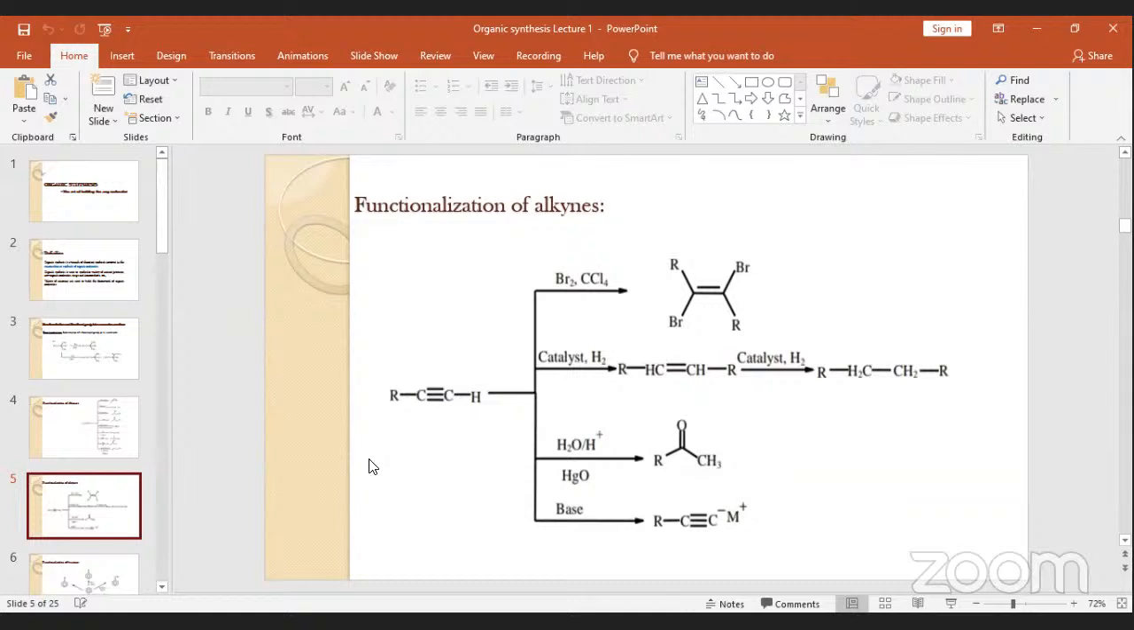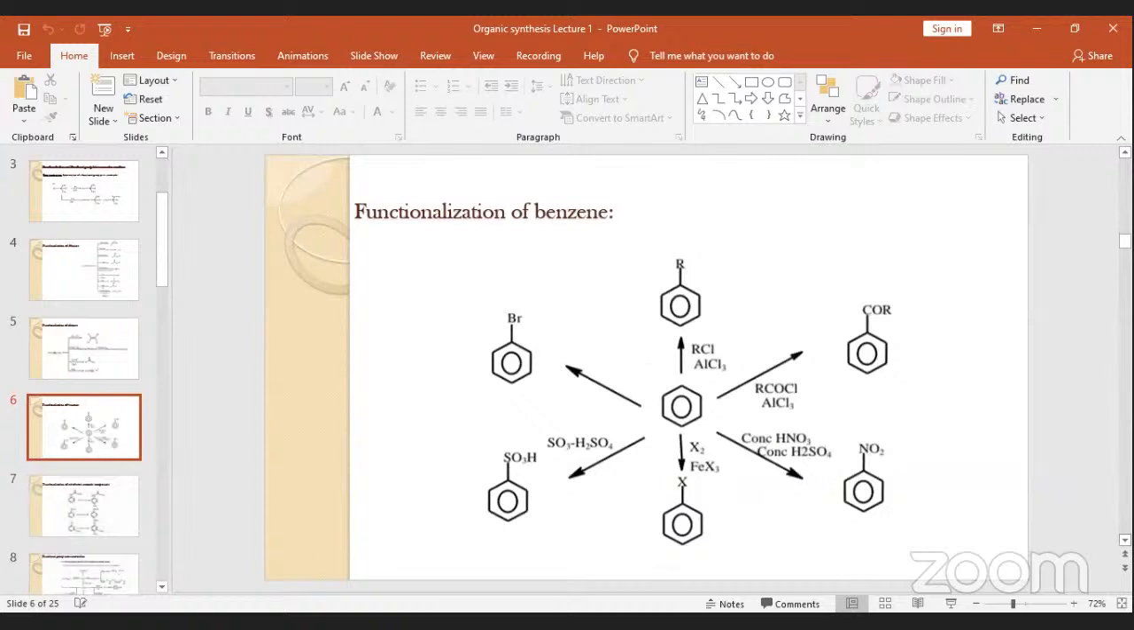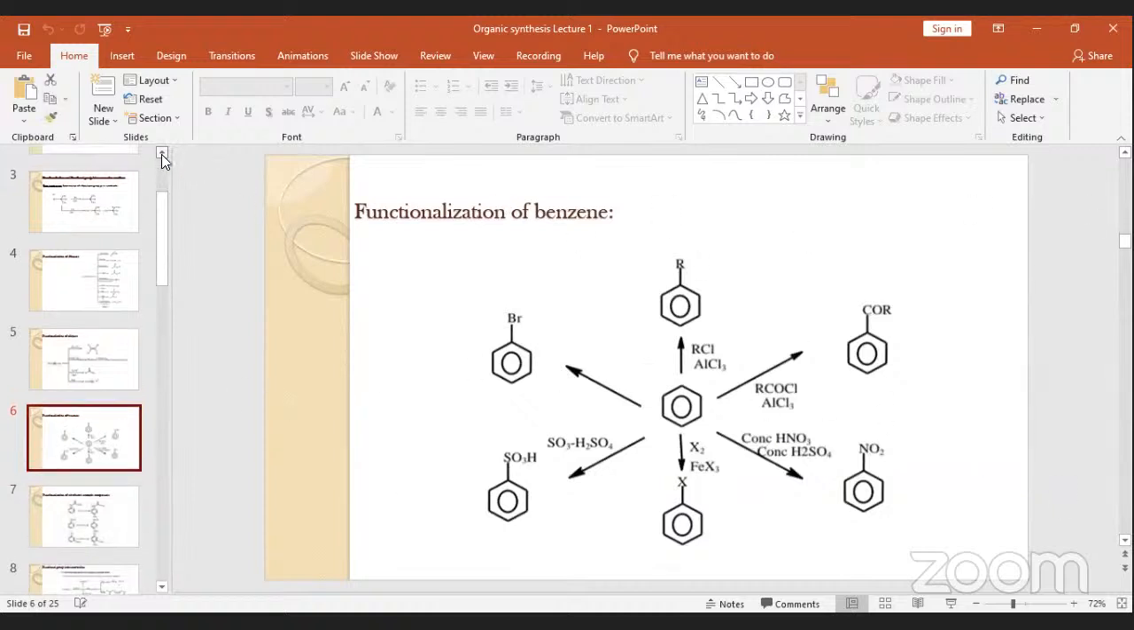And if you treat alkynes with a base, you will get alkynyl acetylides. Again, these can be used in carbon-carbon bond forming reactions and many other purposes.